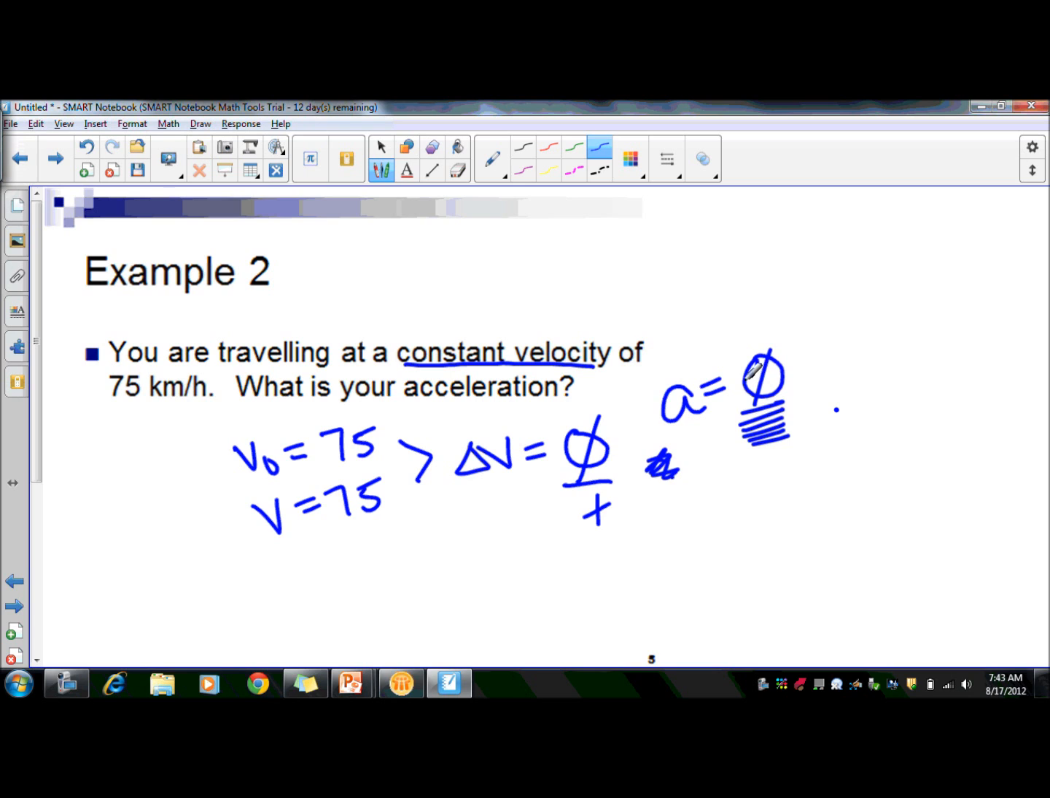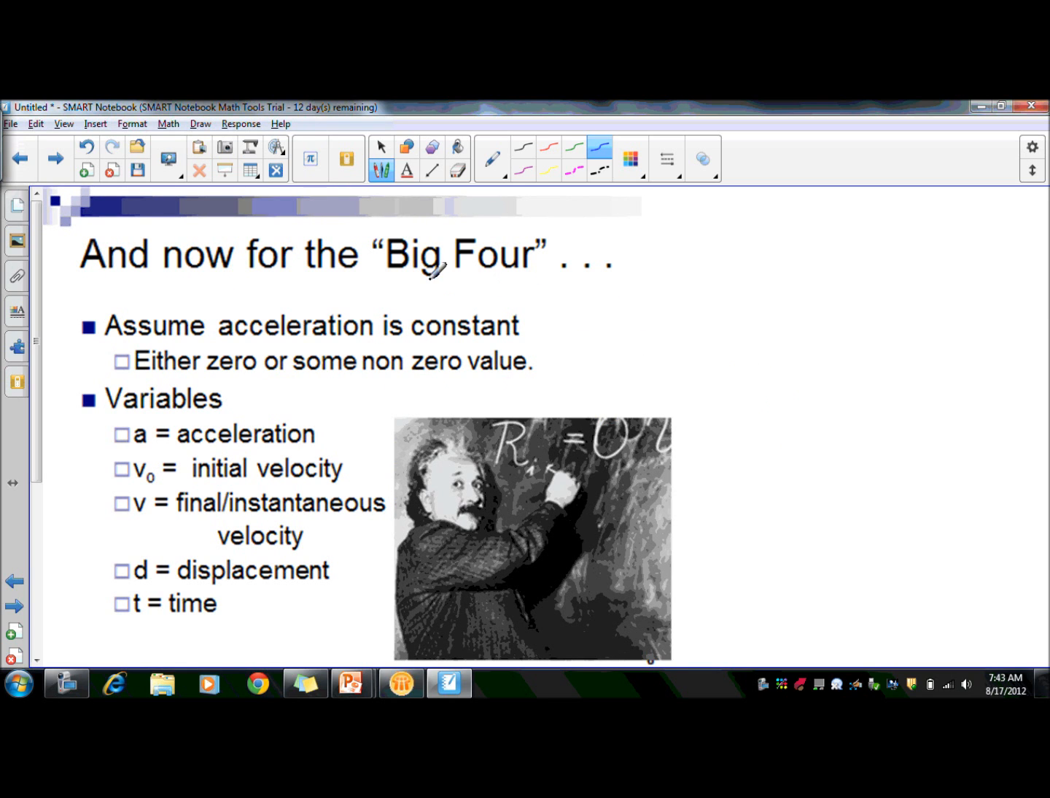So now, the Big Four. The Big Four is a set of equations that you can use for any acceleration problem. You're going to use them in acceleration, you're going to use them in gravity, you're going to use them in 2D. They are going to be your best friends. So the first thing is an assumption. We assume acceleration is constant. That way we can plug in a single number for a. It's either going to be 0, which is that constant velocity situation, or it's going to be some non-zero value, so 1, 2, 3, 4, 5, 100, a million, whatever.